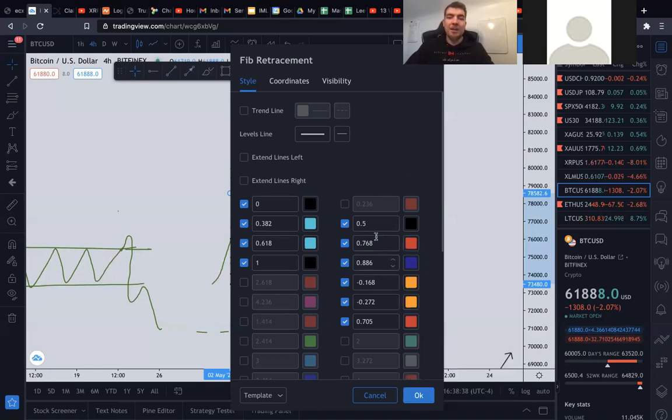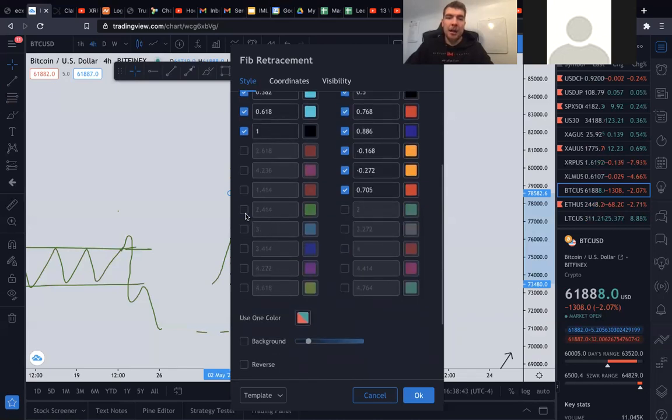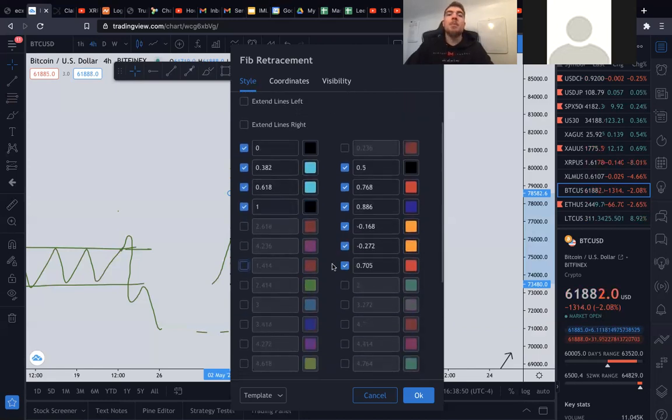You just want to make sure that specific levels are checked off. You want to have everything else unchecked. You don't want random stuff checked off, whatever, if you don't know what those numbers are doing, if you don't know what those things are identifying in the market.